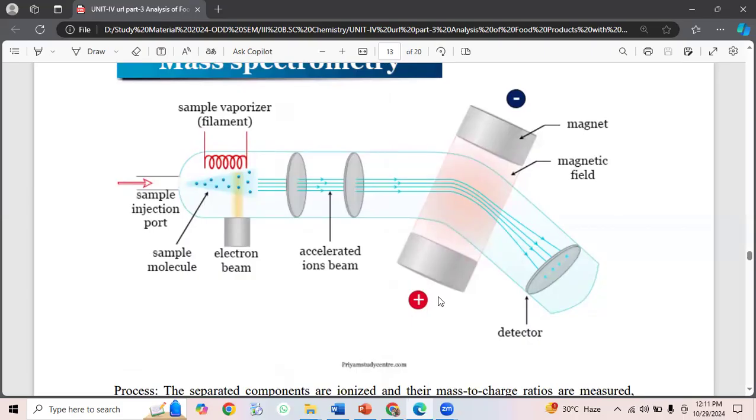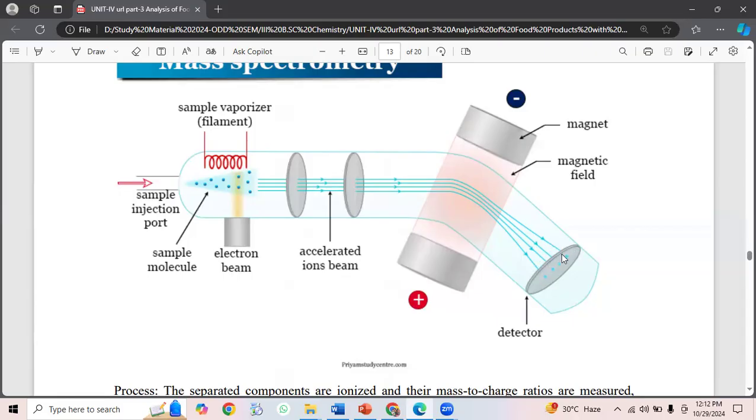By applying the magnetic field, the ions are deflected according to the mass to charge ratio. Once they enter the magnetic field, the mass will be converted into a different range of charges of the particles.